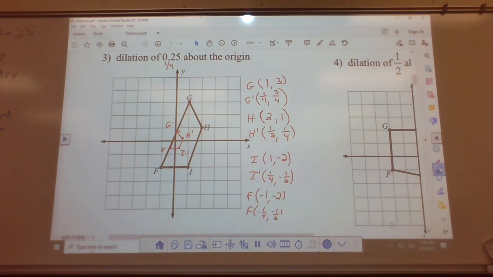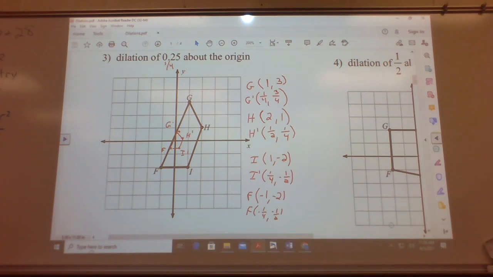Now notice, if I had a point at (0, 0), (0, 0) wouldn't move. (0, 0) is going to stay (0, 0). So things that are far away from the origin get closer to the origin if I'm reducing. Or vice versa, if I'm enlarging, the further away it is from the origin, the further away it gets. If it's on the origin, it's not moving. So that was number 3. Like I said, it was kind of tricky to graph just because it was so close in there.